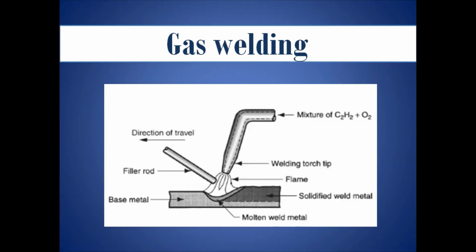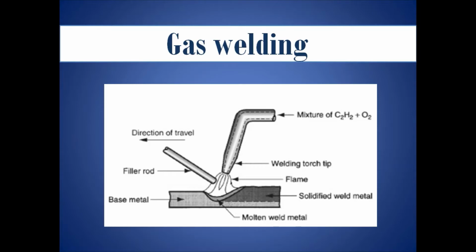In gas welding process, what happens? A gas is used to create a flame. That flame generates the required heat to melt the metal, and a filler rod of the same metal as the metals we are joining is applied to the joint. Through the nozzle, through the burner, a mixture of acetylene and oxygen is sent to get the flame, and that flame is of different types depending upon the amount of oxygen and acetylene present in that fuel.